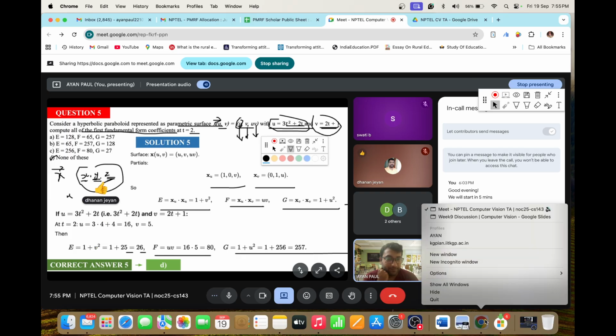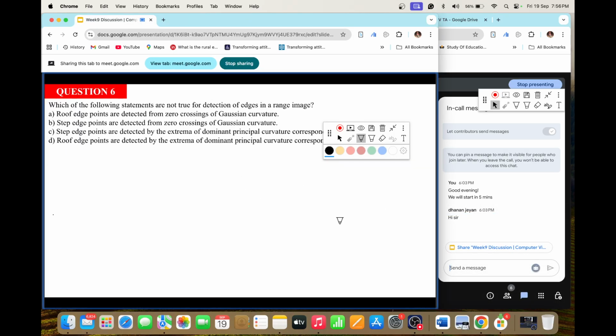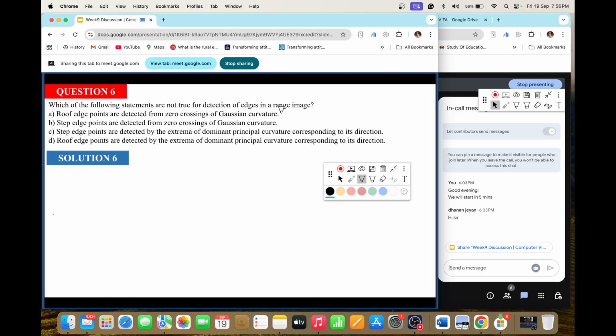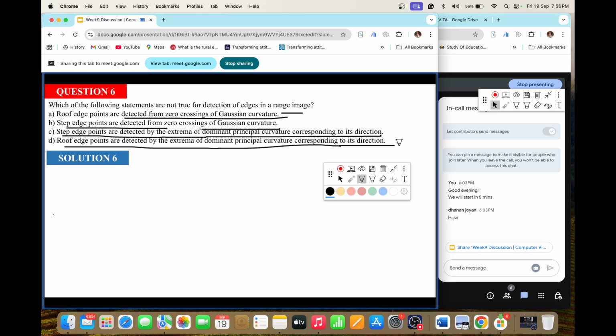Nice. Which of the following statements are not true for detection of edges in range images? Roof edge points are detected from zero crossing of the Gaussian curvature. Step edge points are detected from zero crossing of the Gaussian curvature. Step edge points are detected by extrema of dominant principal curvature corresponding to its direction. Roof edge points are detected by extrema of dominant principal curvature corresponding to its direction. So any guesses for this?